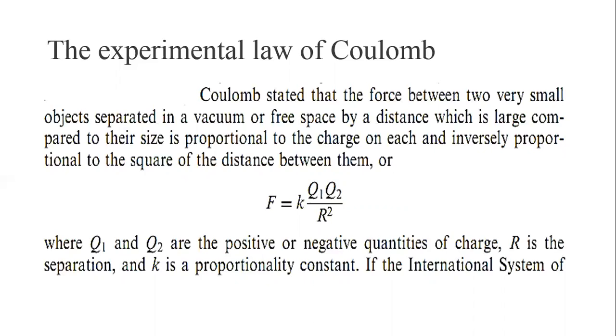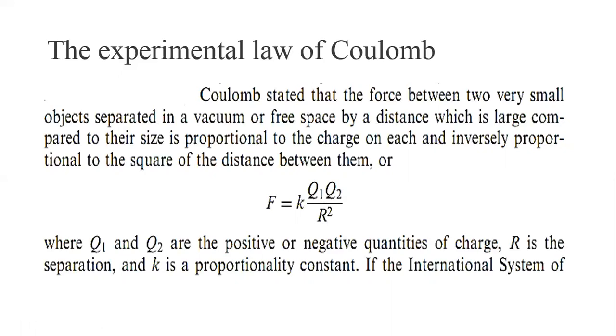So if we have two very small objects separated in a vacuum by a distance which is large compared to their size, there will be a force of attraction or a force of repulsion. That force will be directly proportional to the product of their charges, and inversely proportional to the square of the distance between them.